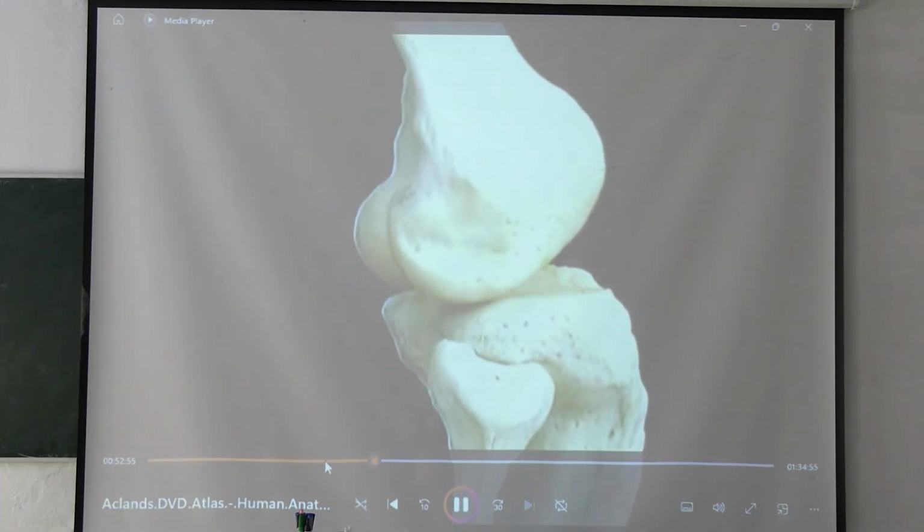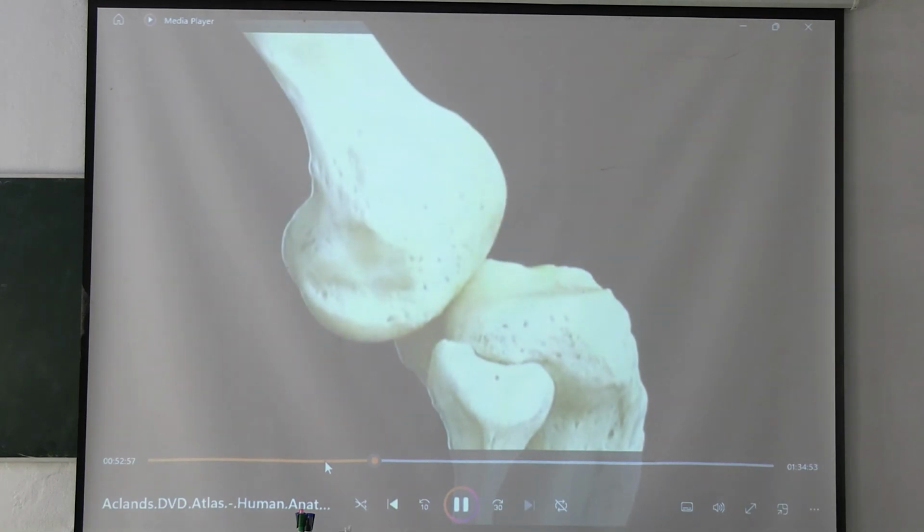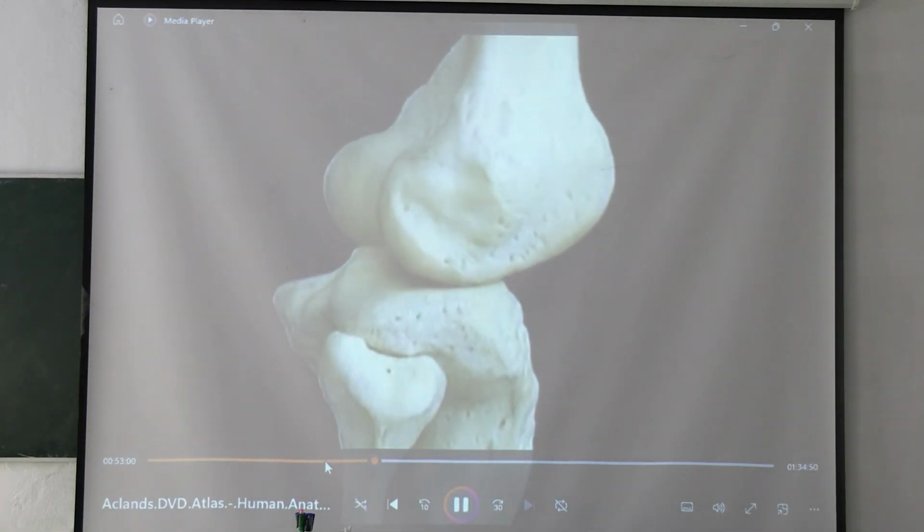Without them, the femur would slide up and down and would roll up and down in extension.